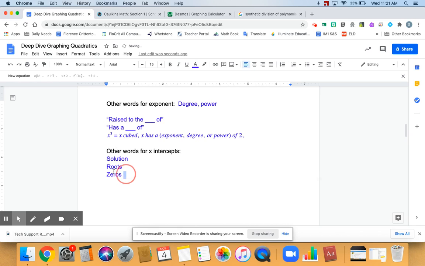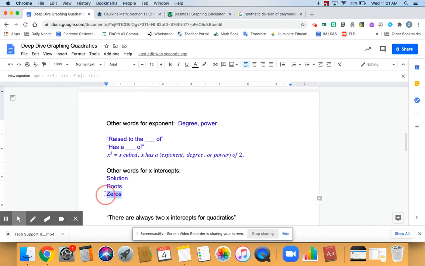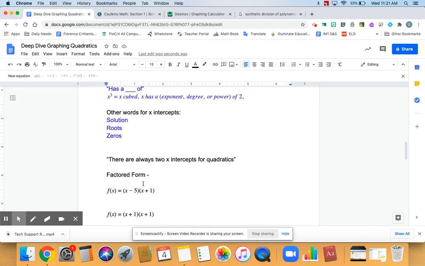So sometimes they call it your zeros. But you might see any of these words, and they all mean solve for the x-intercept, and you can do the same process as you were doing before. The number of zeros or roots or solutions or x-intercepts depends on the degree. That's why I kept saying there are always 2 x-intercepts for quadratics, because it depended on the degree.